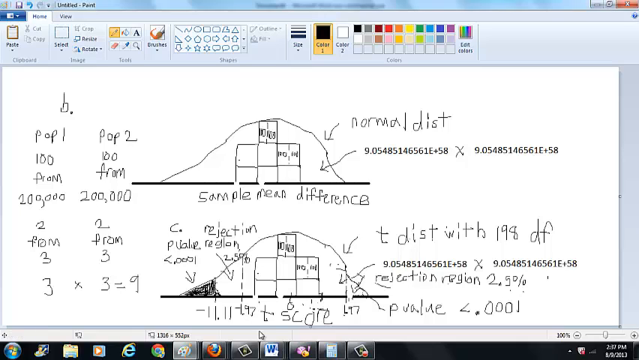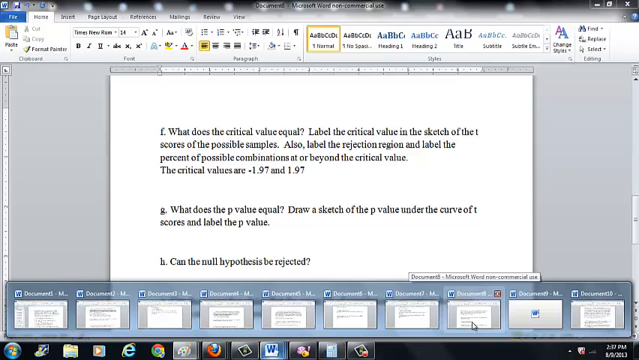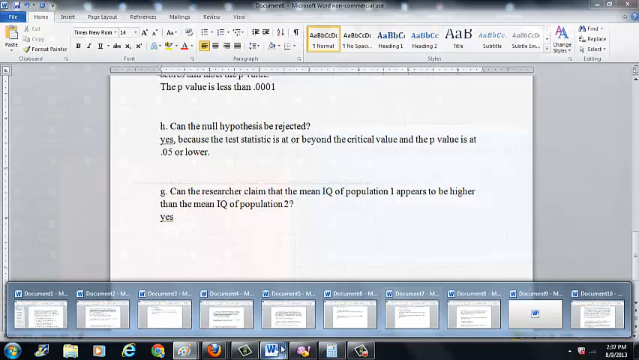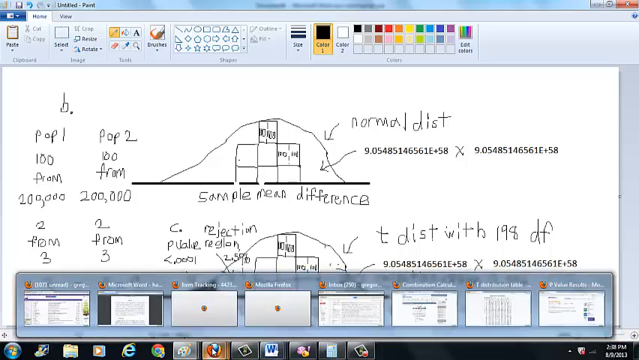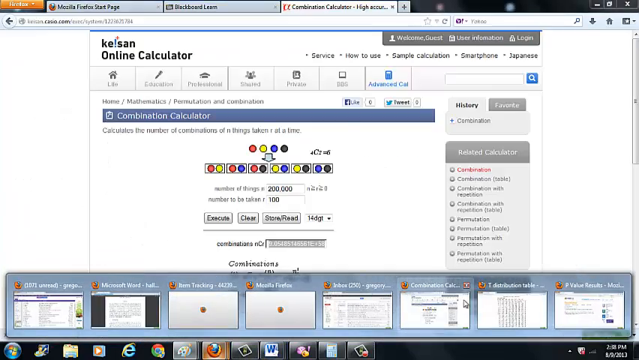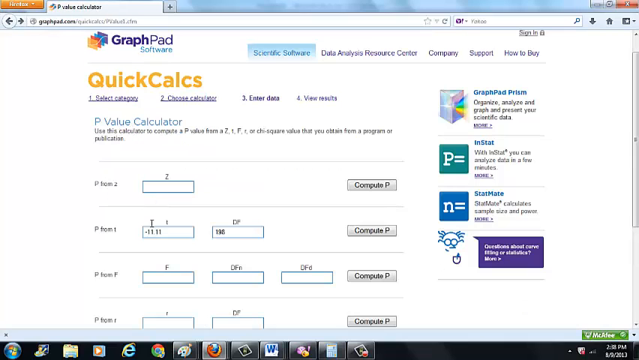So we labeled our critical values, both of them, and the two rejection regions. What do we do now? We have to label our p-value. To get our p-value, we have to type our t-score into the p-value calculator. It's still negative 11.11 with 198 degrees of freedom.